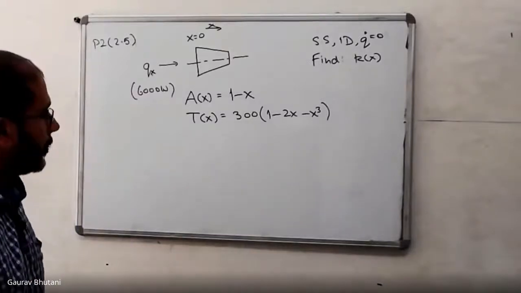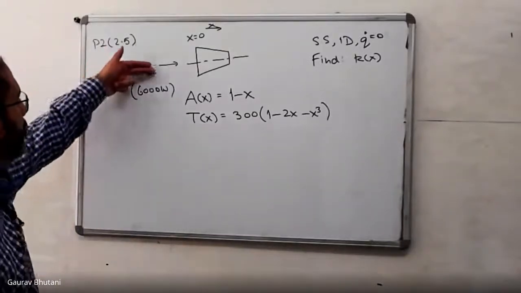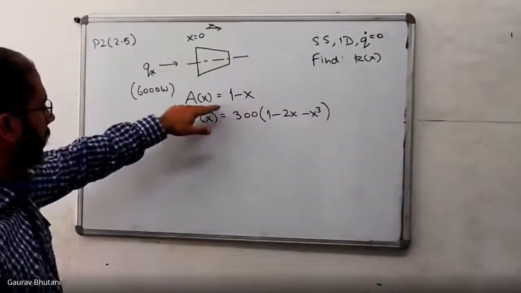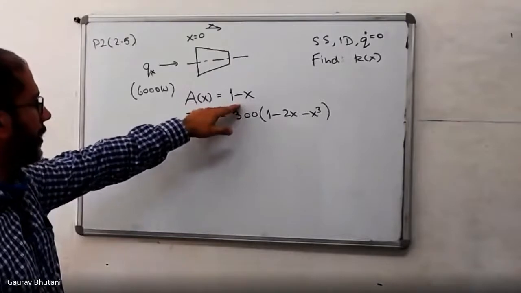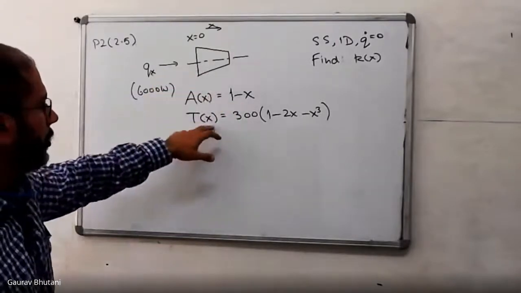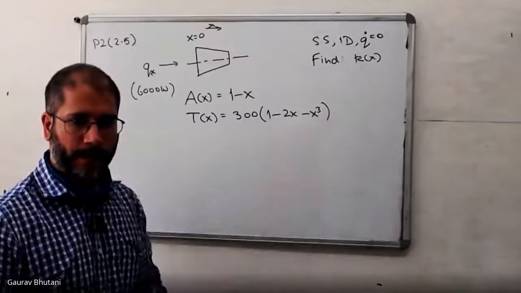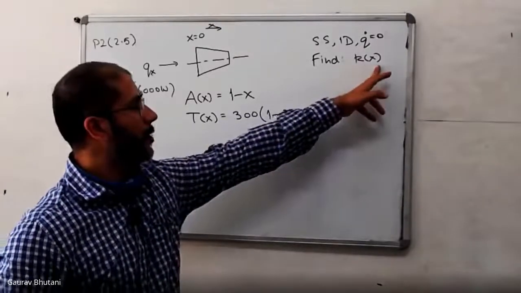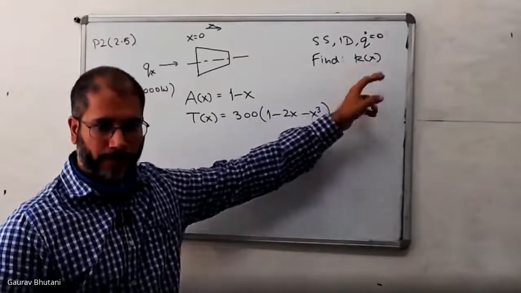It's a very straightforward problem. You have some heat entering, and that's getting conducted into this fin, and the area changes as 1 minus x, linearly goes down, and the temperature changes cubically. So what we have to do is find the function T as a function of x.